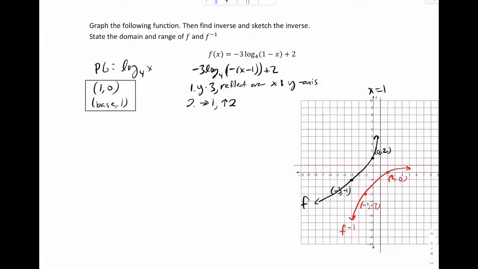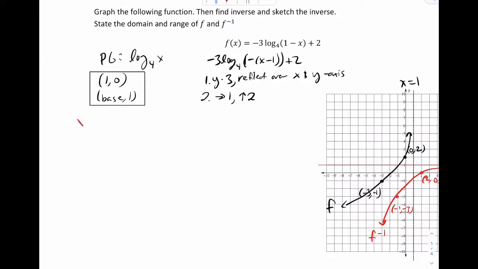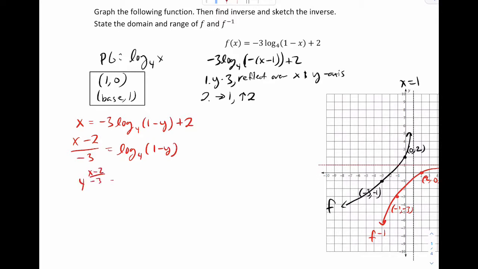So now let's find the inverse. So I'm going to switch x and y. x is going to equal negative 3 log base 4 of 1 minus y, plus 2. I'm going to subtract 2, divide by negative 3. That's going to be log base 4 of 1 minus y. Let's change to exponential form. So 4 to the (x minus 2) over negative 3 equals 1 minus y.